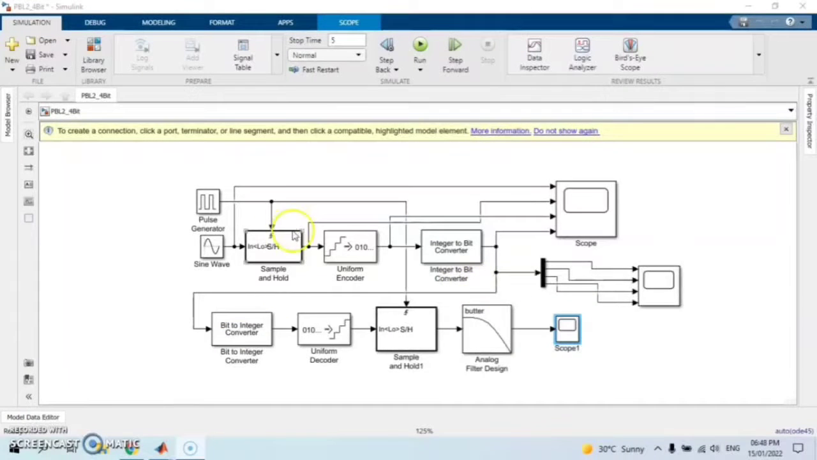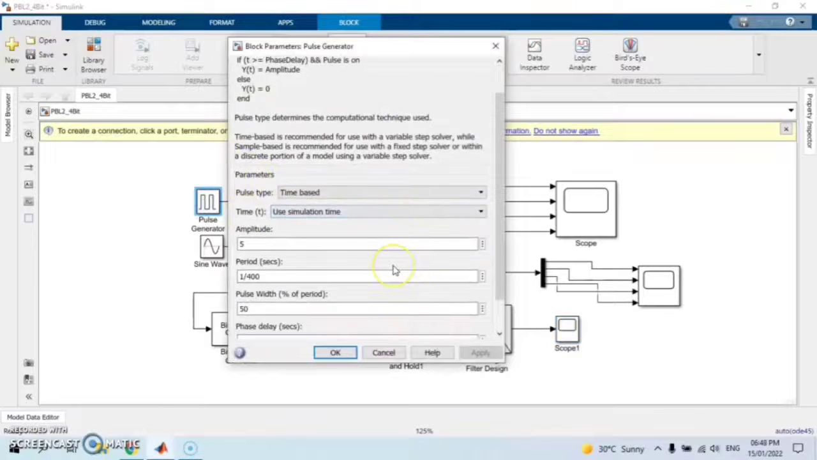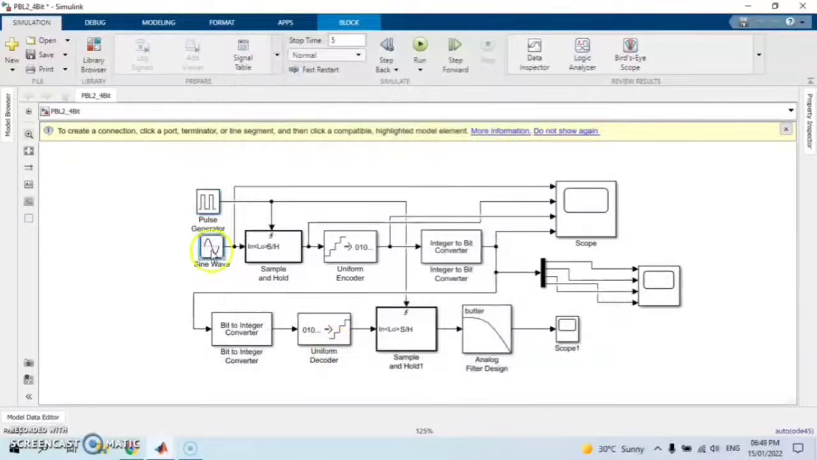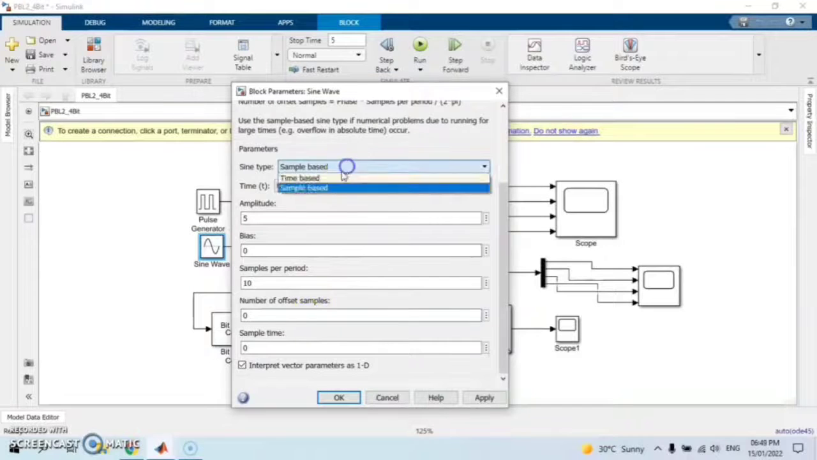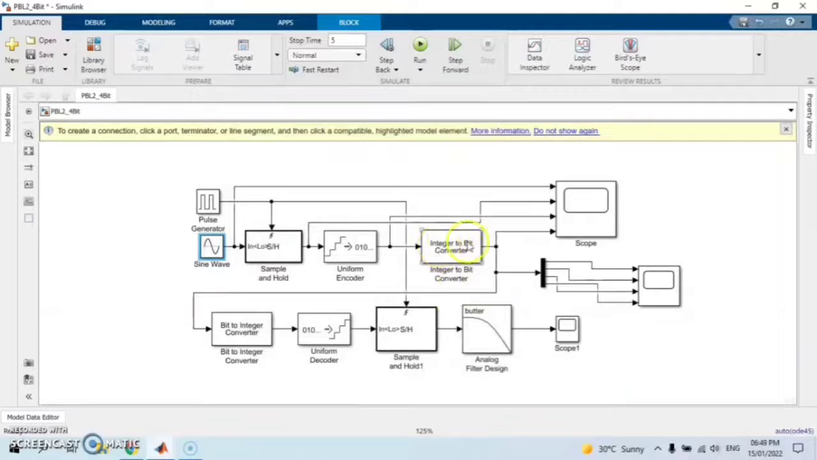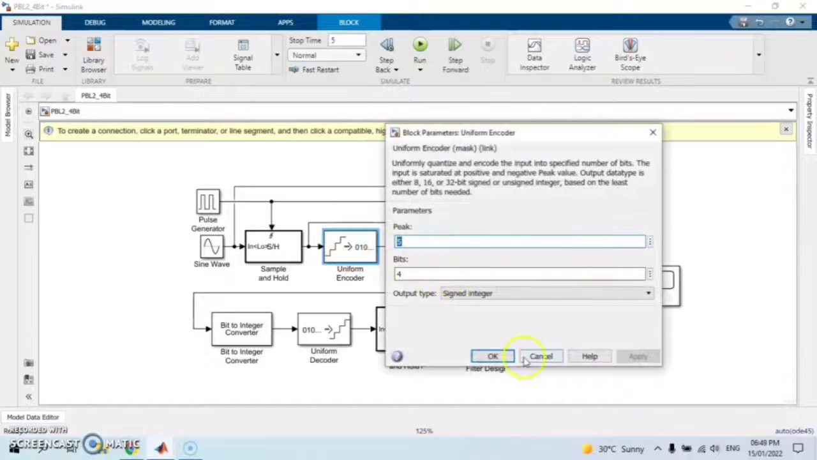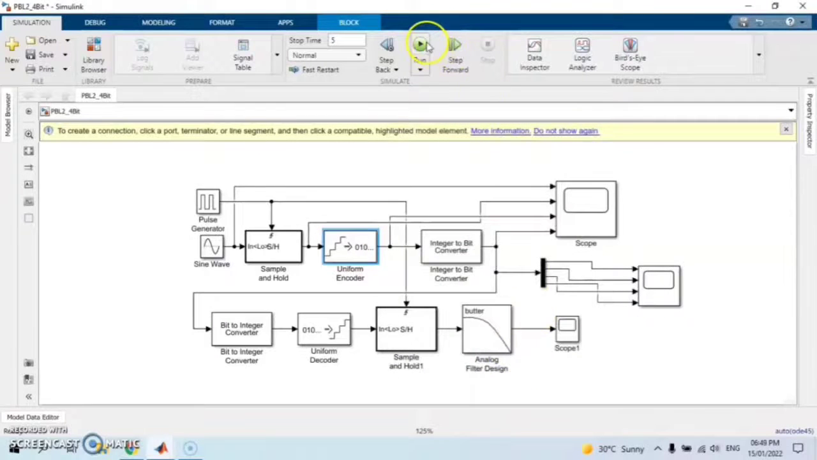Okay, this is the circuit for part B. We have decided to use a sampling frequency of 400, and the sine wave is the same, with amplitude 5 and frequency 100. Then the number of bits here is 4, and we're going to see the result.